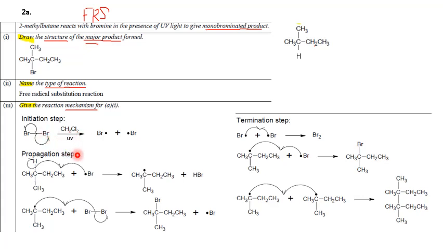Step 2, there are 2 equations, the chain propagation step. The bromine free radical collides with the CH bond and the alkyl free radical forms. Then the free radical reacts with the bromine molecule and regenerates the bromine free radical. The last step is the chain termination step. The reaction stops when 2 free radicals collide and combine with each other. So there are 3 possibilities for the chain termination step.